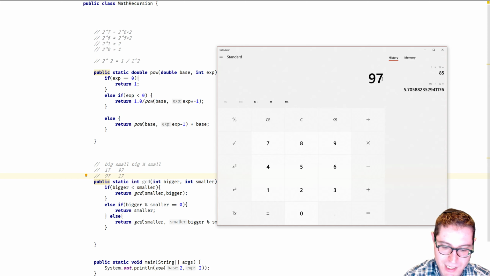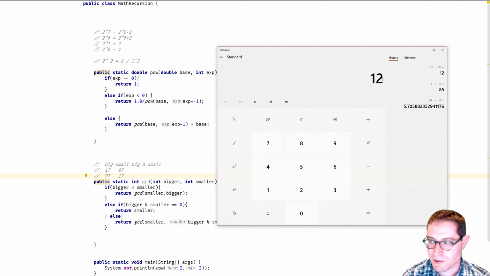So the remainder would be 97 minus 85. Don't understand how I got that? It's because, what is the biggest number we can multiply 17 by to figure out how many times we can subtract 17 from 97? That's what division is asking: how many times can I subtract this from 97? Could do it 5 times, and it says I could do that 5.7 times. Well, I just want the 5, and then I'd have 12 left over as the remainder.